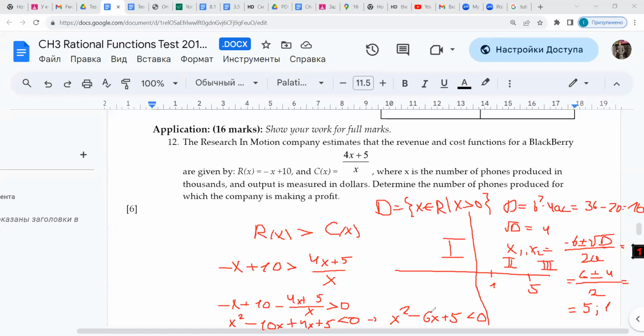1 over 2, if I substitute 1 over 2, I would get 1 over 4 minus 3 plus 5. And as for me, this is a positive number. This is greater than 0, so here it would be positive.